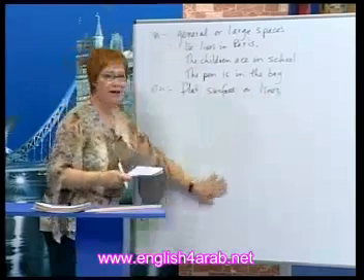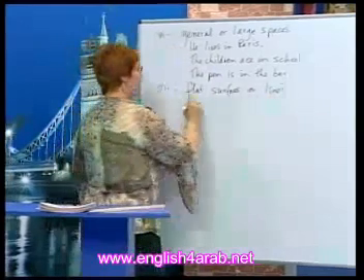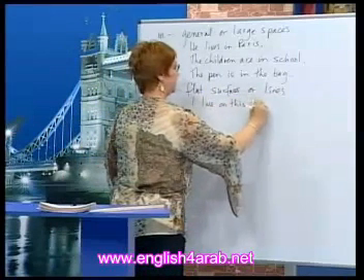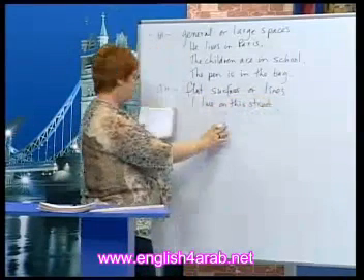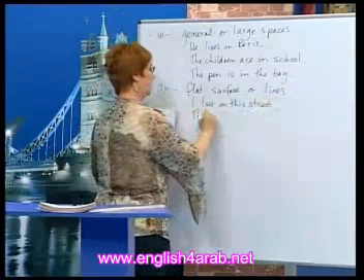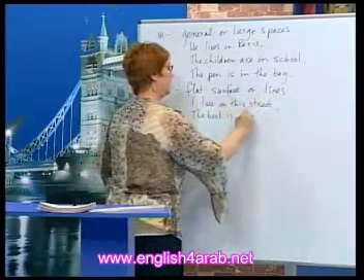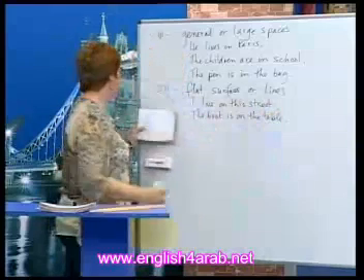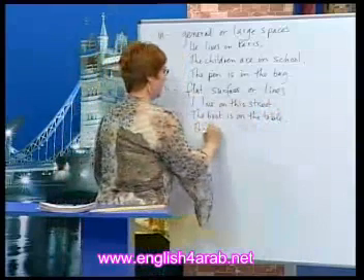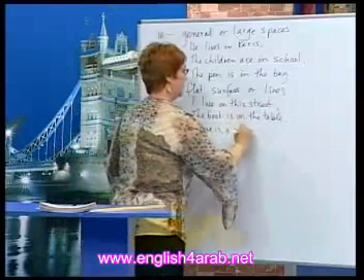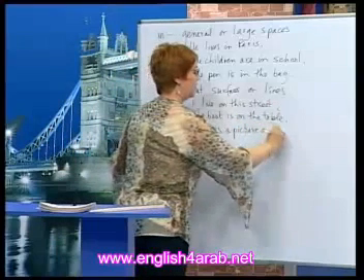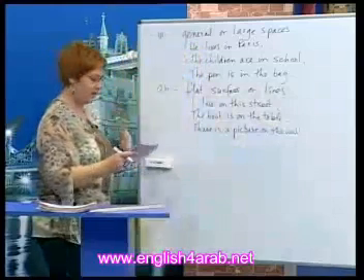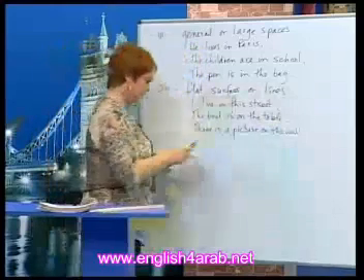Now, with on, remember, on is for flat surfaces or lines, like a street or a road. Okay? This is a flat surface. So, I live on this street. The book is on the table. And there is a picture on the wall. Okay? So these are flat surfaces or lines.